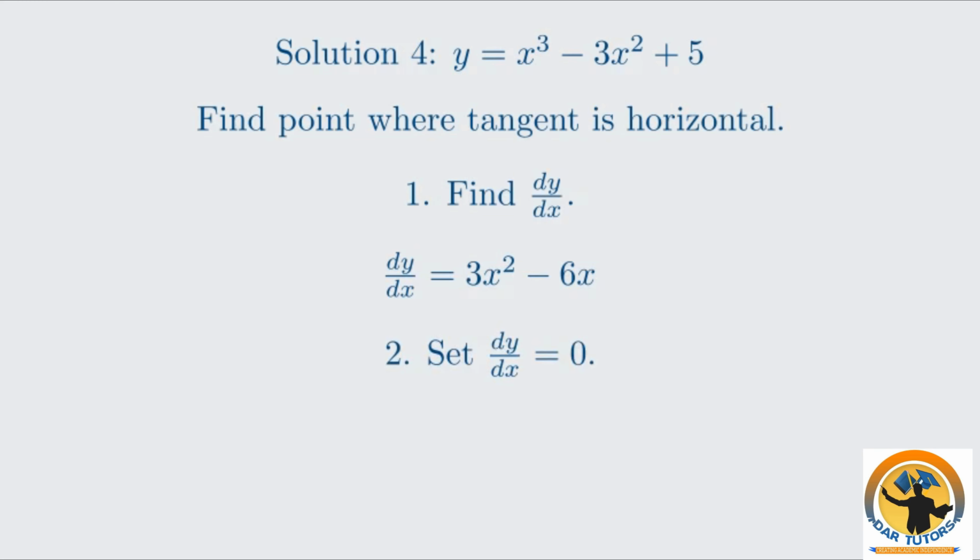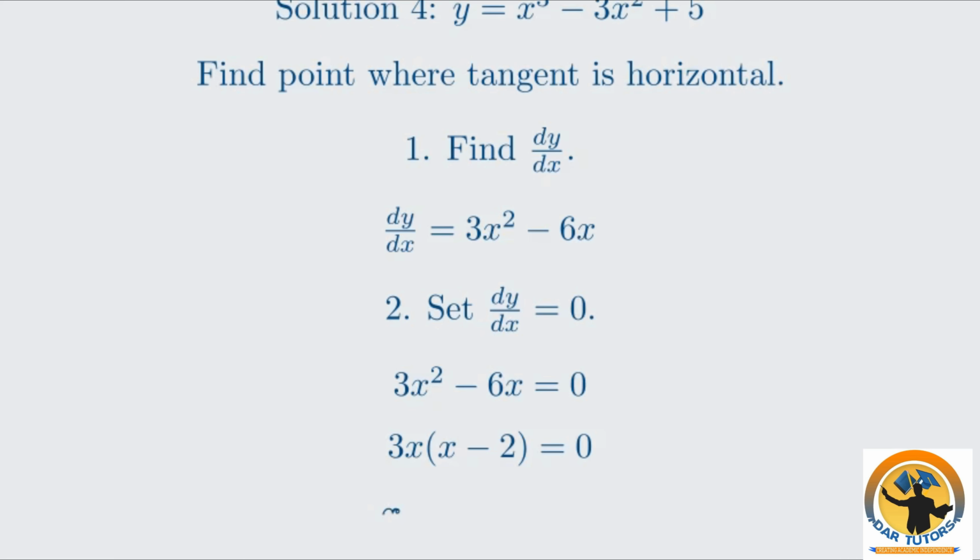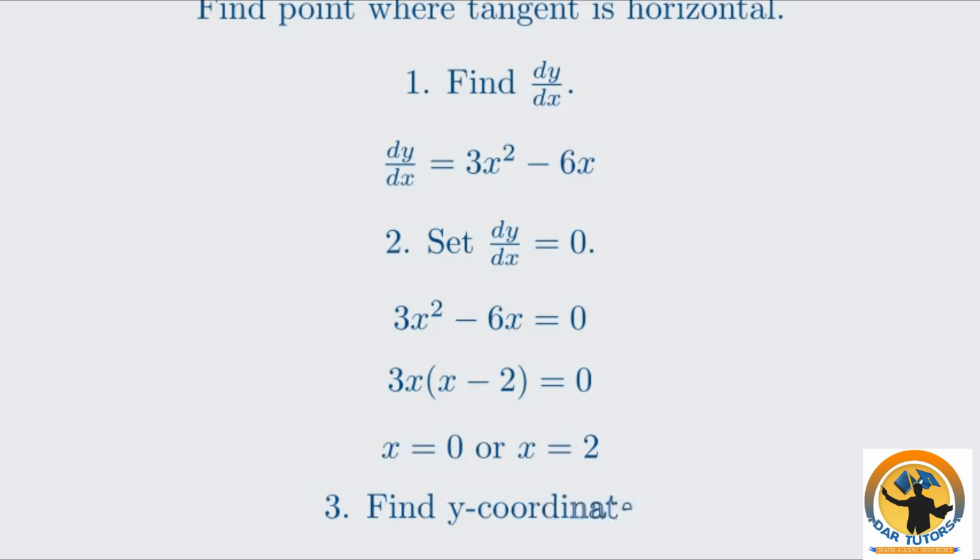Next, we set the derivative equal to 0. 3x squared minus 6x equals 0. We can factor out 3x, giving us 3x times the quantity x minus 2 equals 0. This equation is true if 3x equals 0, which means x equals 0, or if x minus 2 equals 0, which means x equals 2. These are the x-coordinates where the tangent is horizontal.